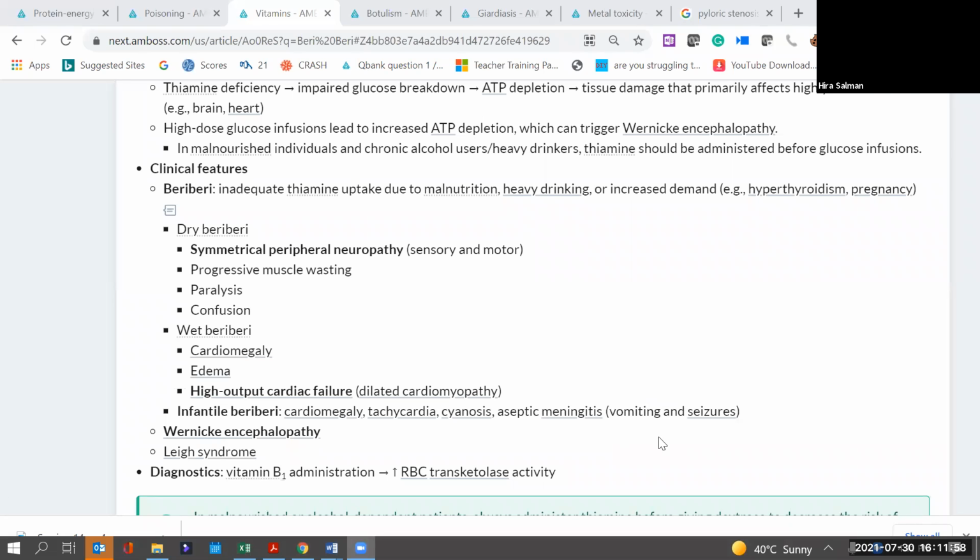The baby is having vomiting. The baby may develop the dry beriberi symptoms, that is seizures, especially sensory and motor disturbances in the form of seizures. The baby may be cyanosed, may present with vomiting, tachycardia is there, cardiomegaly is there. So if these typical symptoms are there, and when you investigate you find low levels of thiamine in the body of the baby, you can say this is infantile beriberi.